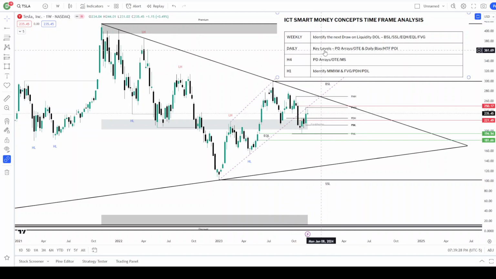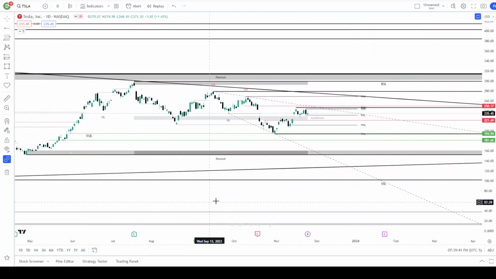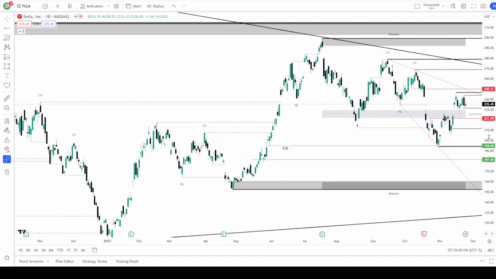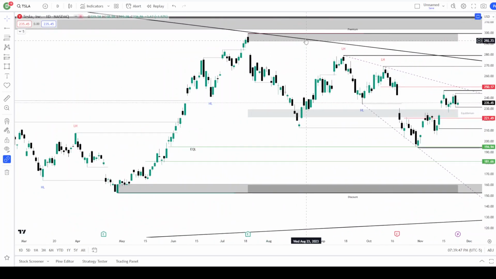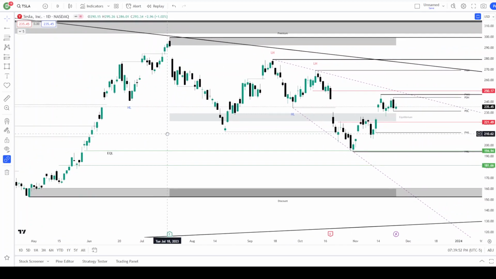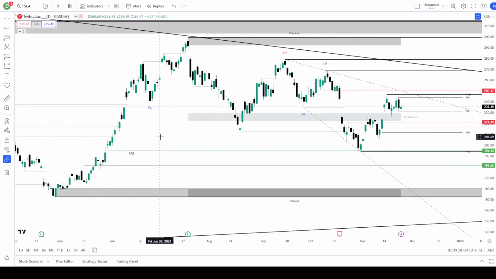On the daily, we're looking for key levels. PD means premium discount, so premium discount arrays, optimal trade entry, and then daily bias and high time frame points of interest. So let's drop into the daily chart. Zoom in here. When I zoom in, I like to look for the areas between the most recent premium and discount range on the chart based on what the indicator is telling me, or the highest swing high and swing low of the current range that we're in.